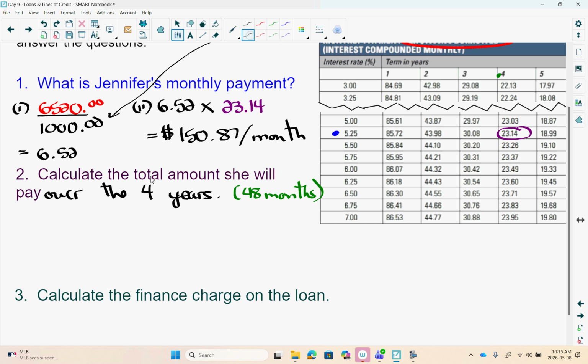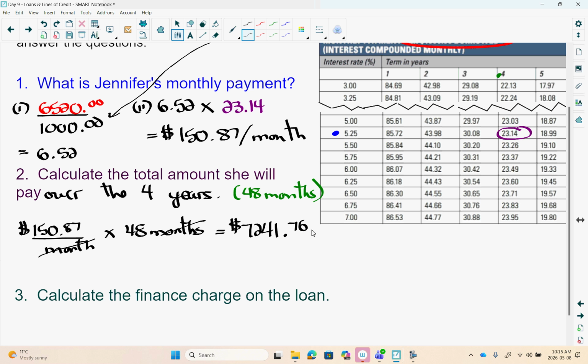So how do I figure out what she's going to pay back? I take $150.87. This means per month. And I'm going to multiply it by 48 months. Now, do you have to show this part? No, but know that those would cancel. And it would leave me with, what's 150.87 times 48? $7,241.76.